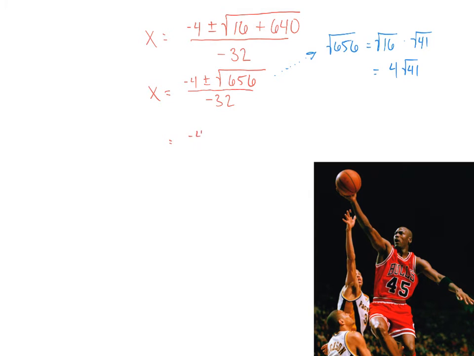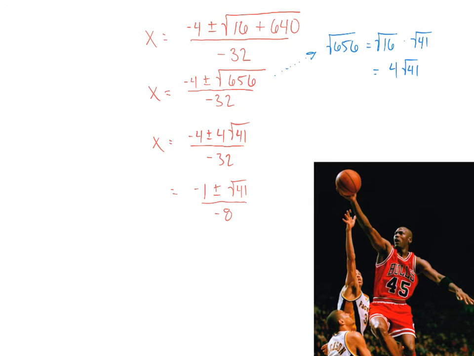as negative 4 plus or minus 4 radical 41 all over negative 32. All right, we're starting to make this thing look much easier to deal with. Now, the next thing I'm going to do is divide everything in here by 4, these 3 numbers. I'm just going to pull a 4 right out of this whole thing, and now everything will turn into negative 1 plus or minus radical 41 all over negative 8.